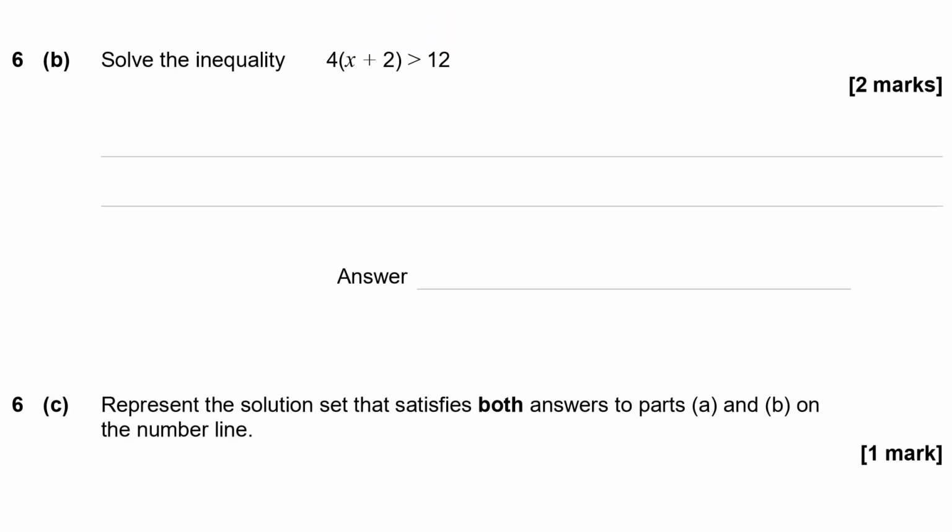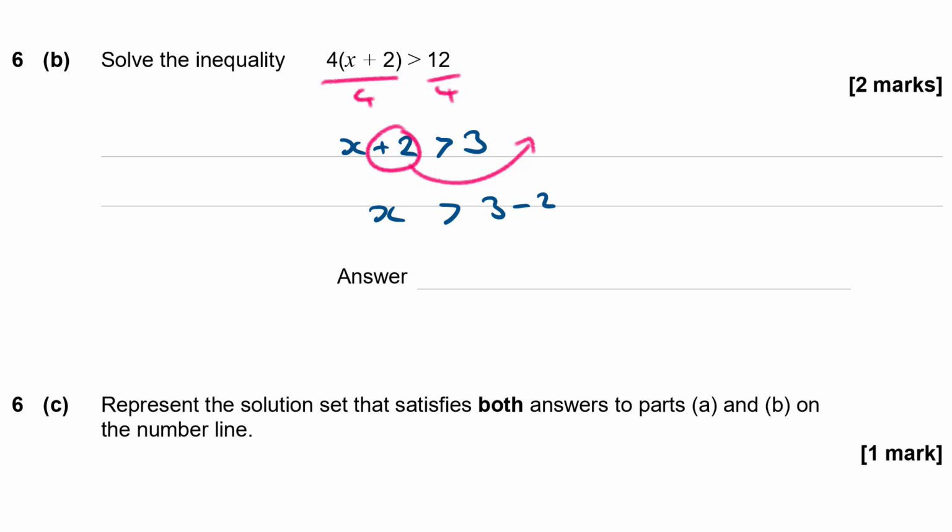Okay, in the second part, solve the inequality 4 lots of x plus 2 is greater than 12. The first thing I'm going to do is divide both sides by 4 to get rid of that 4 on the outside of the bracket. So that's going to give me x plus 2 is greater than 3. And then moving this plus 2 to the other side, I'm going to get x is greater than 3 subtract 2. x is greater than 1.